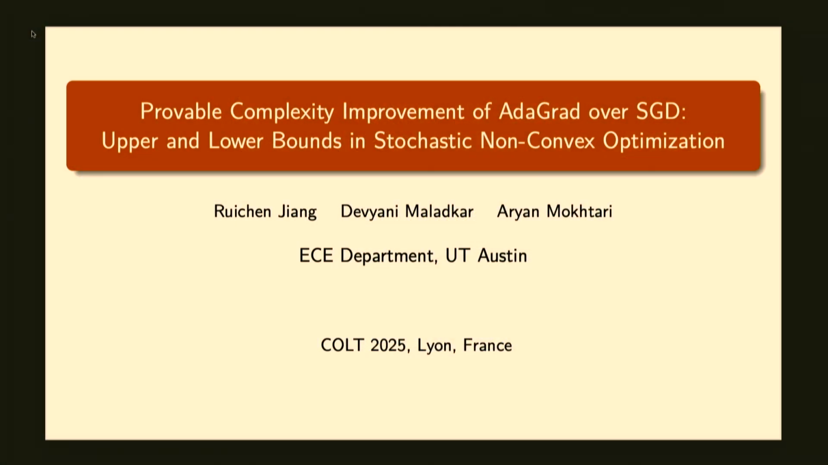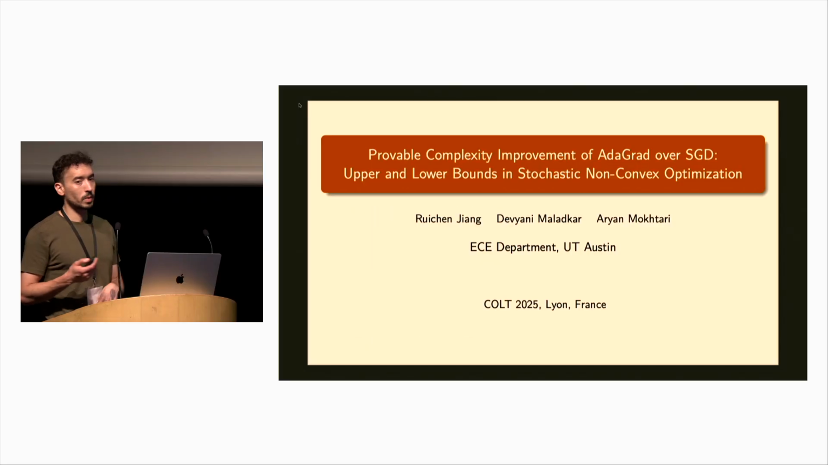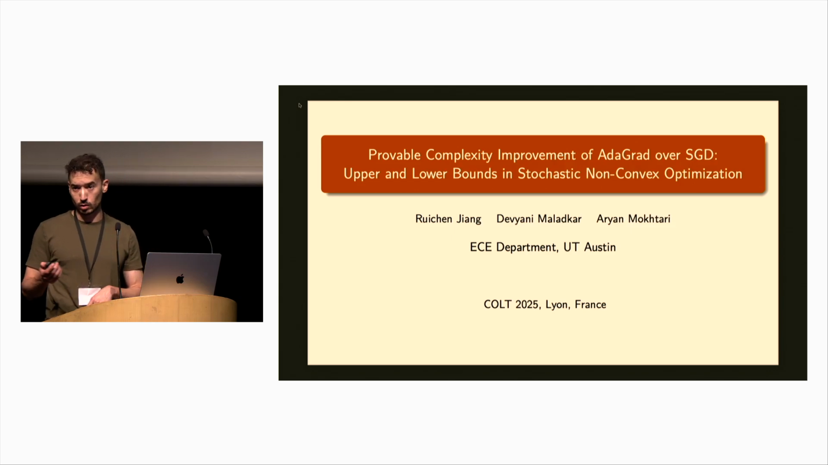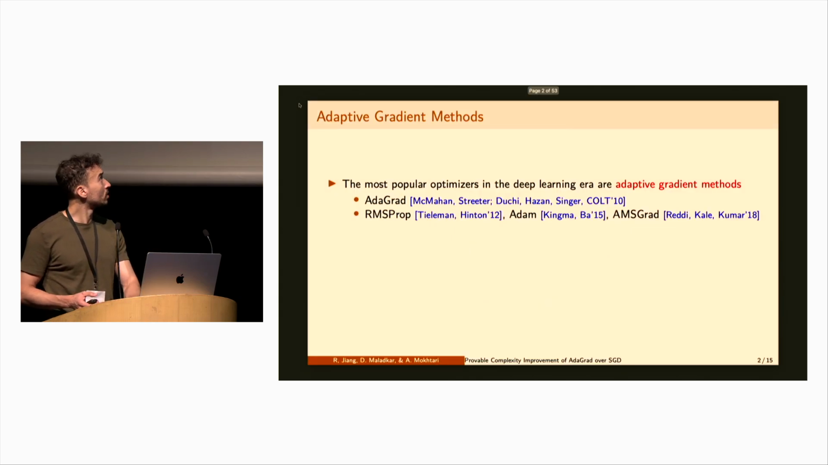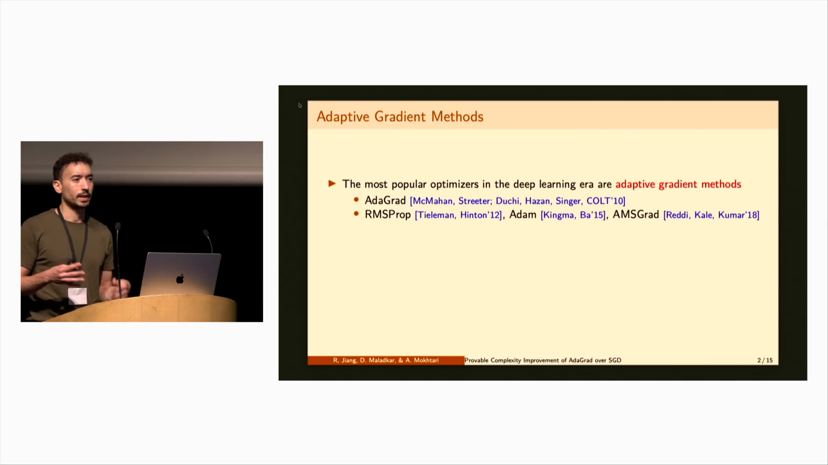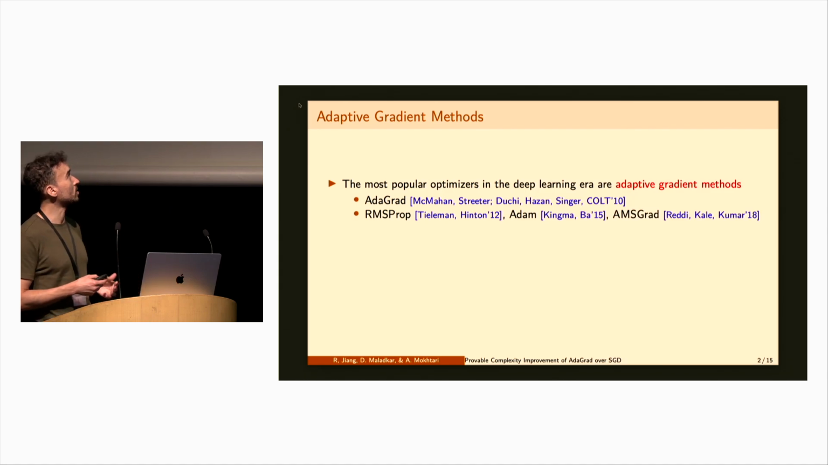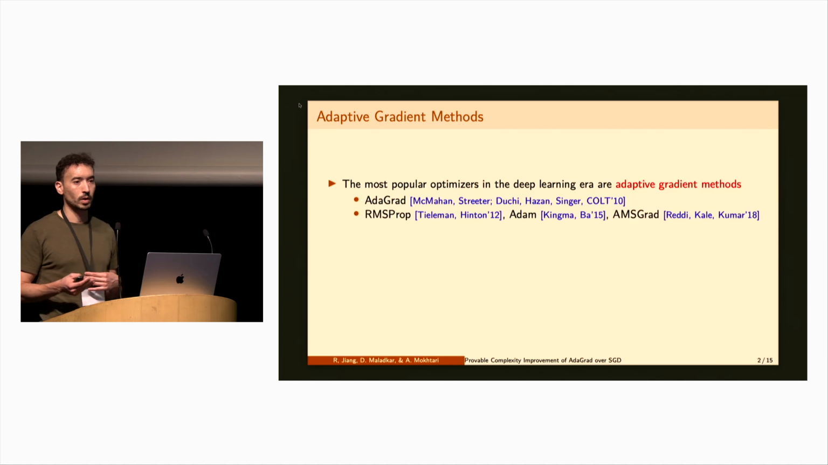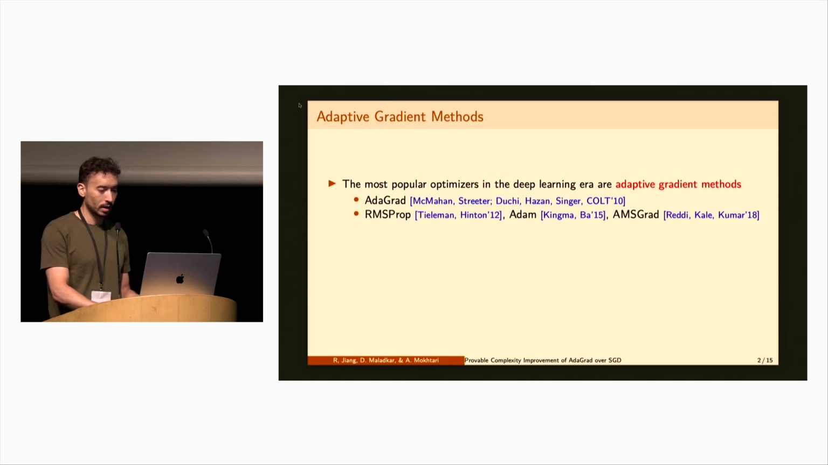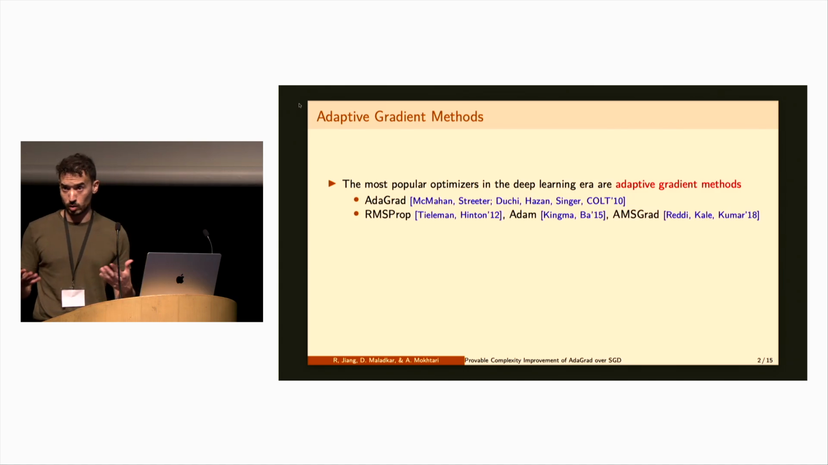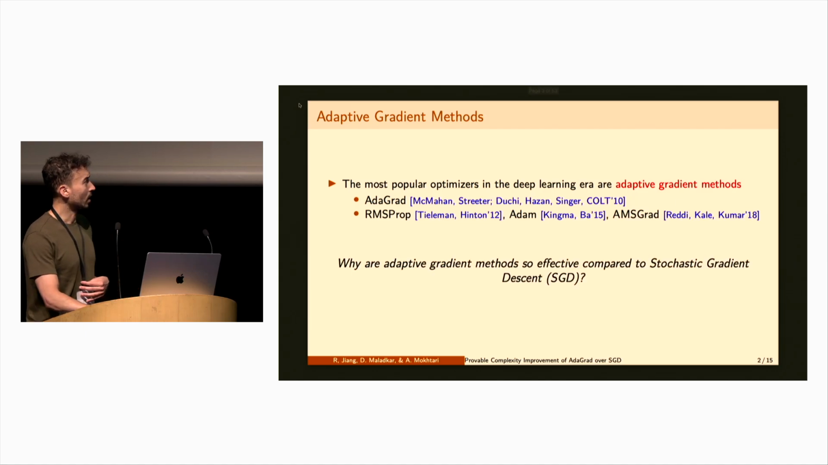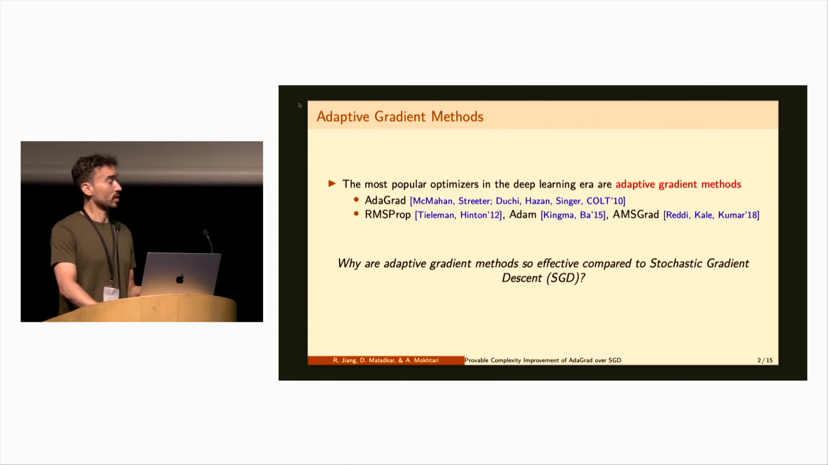Okay, so I'm presenting this work on behalf of Roychen, Divani, and Aryan, who unfortunately couldn't make it to the conference. This work is about the advantage of AdaGrad over SGD in the non-convex case. Recently, at least empirically, adaptive gradient methods like AdaGrad, RMSProp, Adam, and so on have been doing much better than standard SGD. It is somewhat of a mystery why they do so much better, and this is what this talk is trying to address.